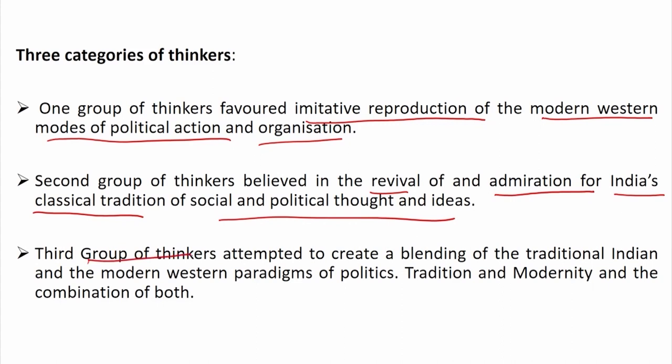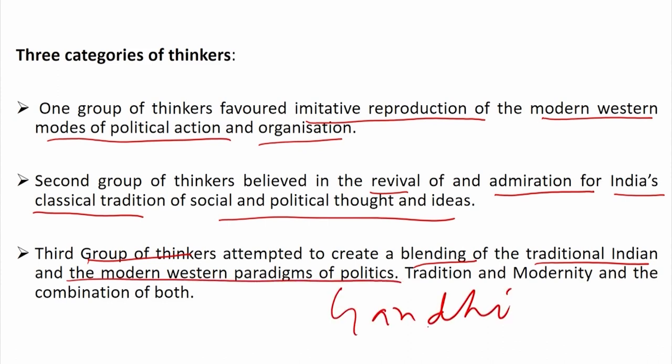In the whole first few decades of the Indian Renaissance, you will find a lot of thinkers or activists talking about revival of India's glorious or ancient past. Then you have the third group of thinkers, which tries to blend traditional Indian and modern Western paradigms of politics, and Gandhi is one such example of this synthesis, and also to some extent Tagore and many others. So when we discuss these thinkers, we will engage with these three categories of thinkers that we have in modern Indian political thought. The other question is to discuss this idea of tradition and modernity and the dichotomy between the two.